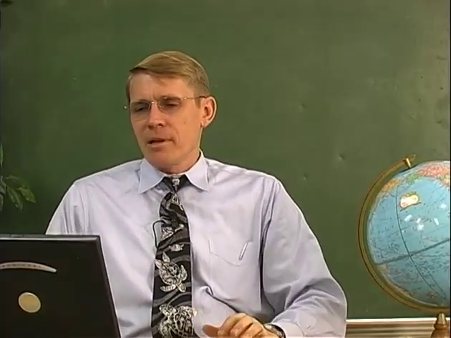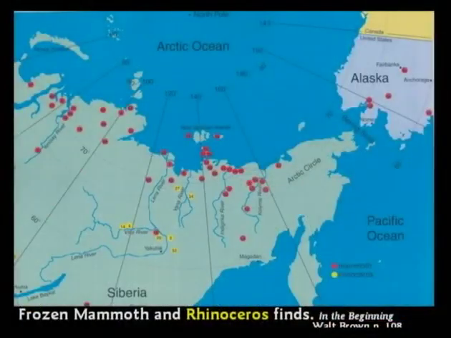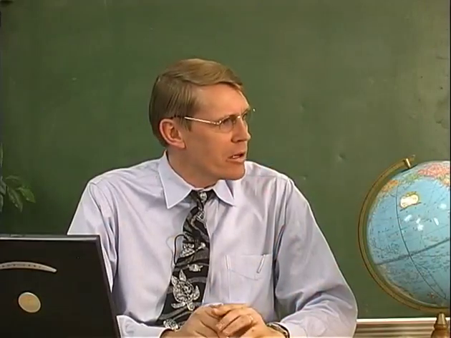These red dots on the map indicate where frozen mammoths have been found. The yellow dots indicate where frozen woolly rhinoceros have been found. Now, if you look right at the 140 degree mark there, it goes right through the islands called the New Siberian Islands. On the New Siberian Islands, there have been reports that there are so many animals frozen up there you can hardly touch the ground when you walk. You're always walking on frozen animals or frozen bones.